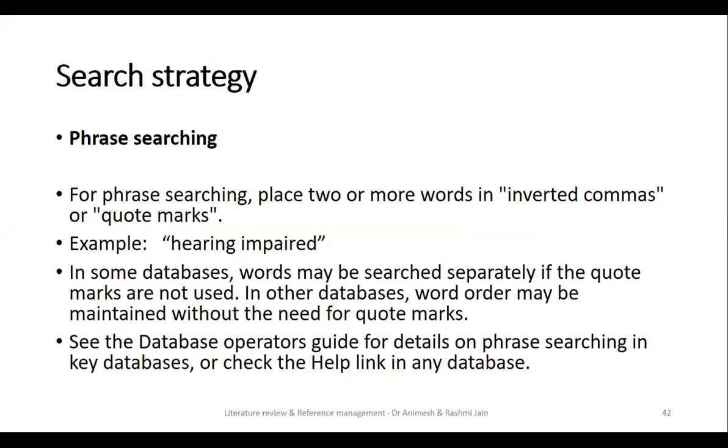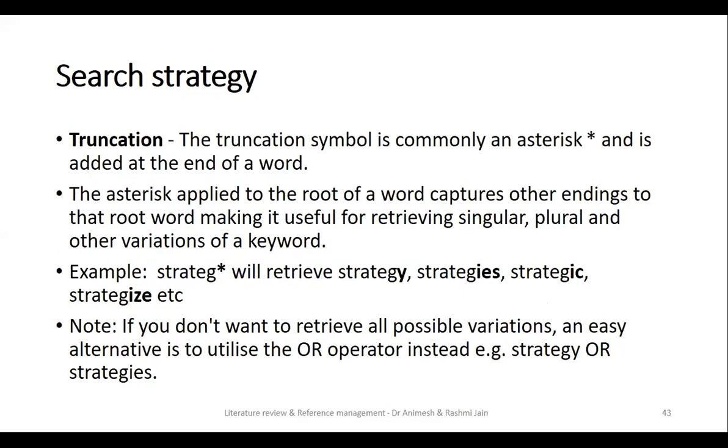So in some databases, words may be searched separately if the quote marks are not used. For example, if I don't use quote marks, I might get articles which say hearing, which say impairment or impaired, and which also say hearing impaired. So I will get so many articles. But if I use it within the inverted commas, that is in quotation marks, I will get only articles which are giving me hearing impaired specifically mentioned in those articles. So that helps me again. So these are some of the small tips which can help us in streamlining our search.